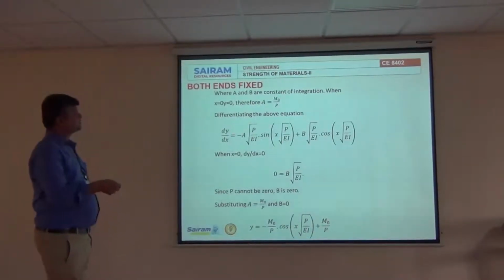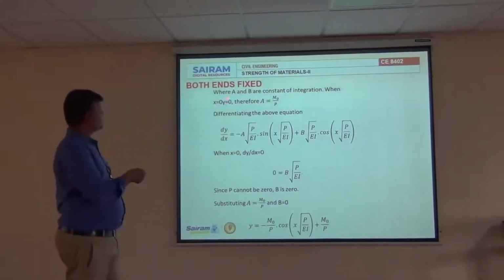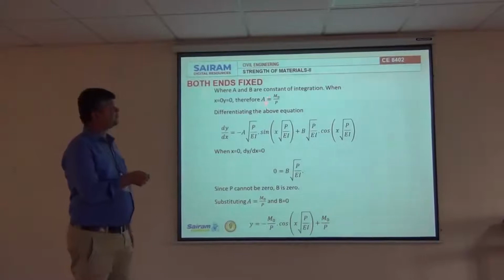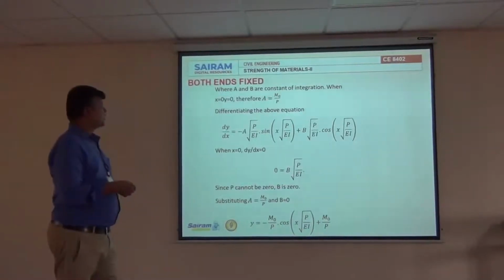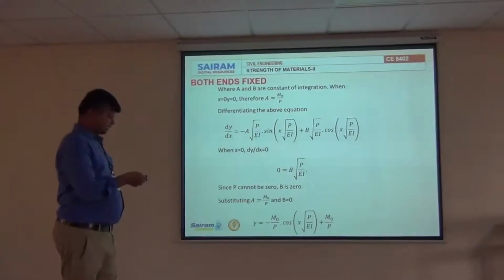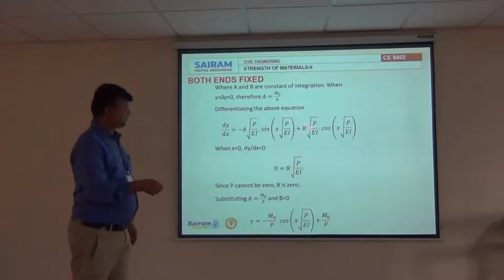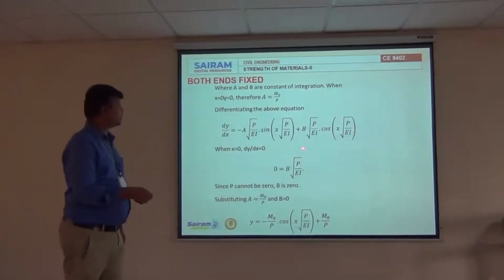Then both ends fixed. So we are applying the first boundary condition at x equal to 0, y equal to 0. So we have got a equal to m0 by p. Next we are differentiating the above equation. du by dx equal to minus a root of p by a sin x plus b into cos x into root of p by a.